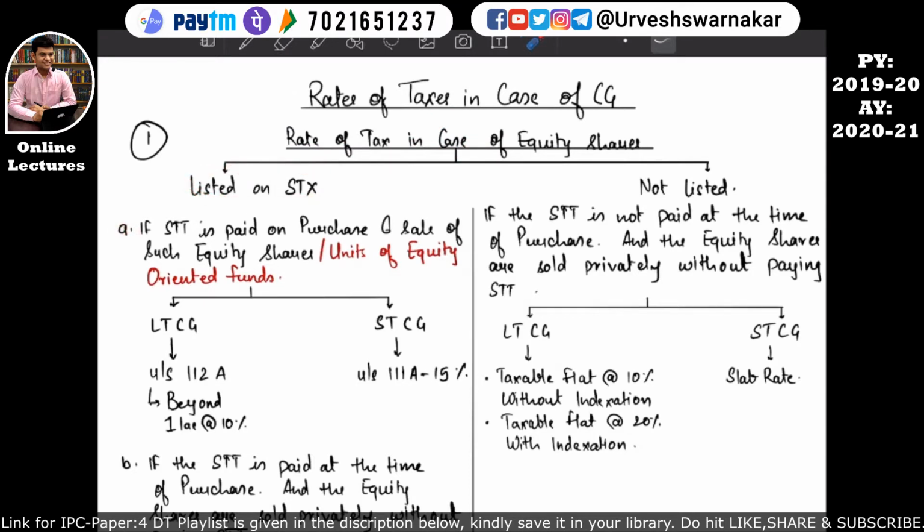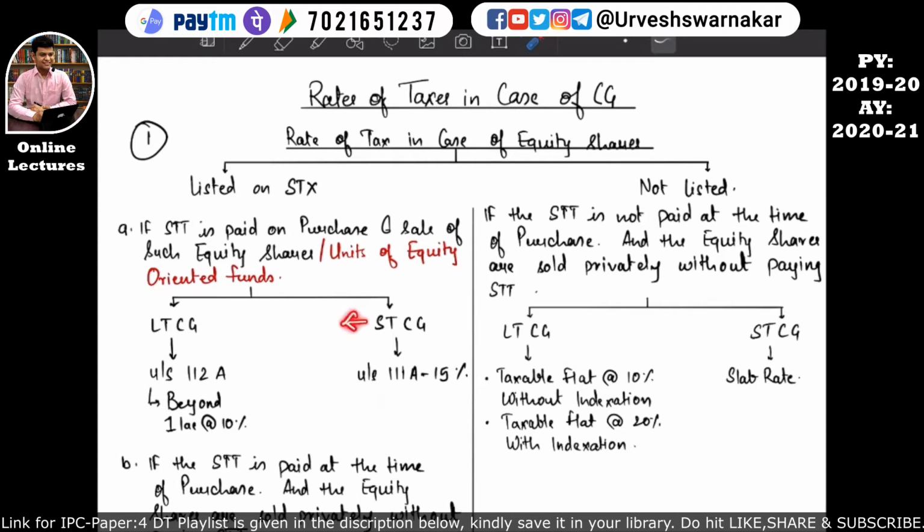Point A says that if STT, that is security transaction tax, is paid on purchase and sales of such equity shares or units of equity oriented funds, then if there is a capital gain and such capital gain is a long term capital gain, then it will be taxable as per section 112A, that is beyond 1 lakh it will be taxable at the rate 10%. So understand that if a long term capital gain is derived of rupees say 3 lakhs, so from this 1 lakh will be reduced, and whatever is the balance, that is 2 lakh, it will be taxable at the rate 10%. I hope this is quite clear to us.